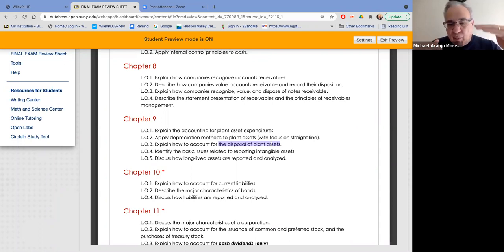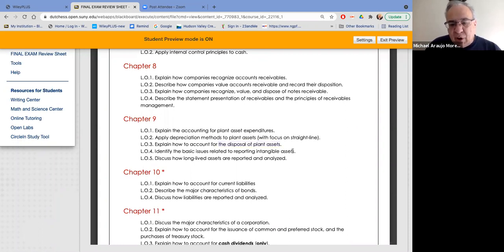If our proceeds are more than the book value, we have to recognize a gain on the disposal of the plant asset. That gain is recognized on the income statement. However, if the proceeds are below the book value, we recognize a loss. That loss is also recognized on the income statement, but you have to know how that works for Objective 3.